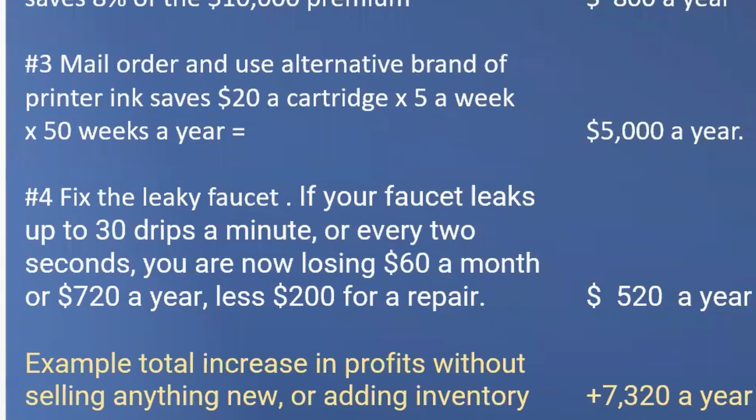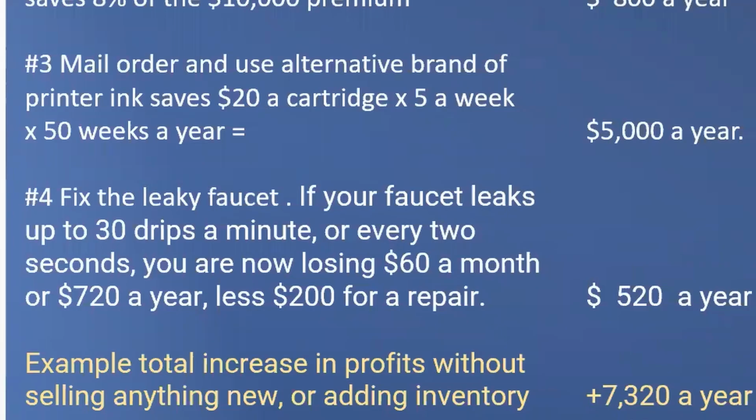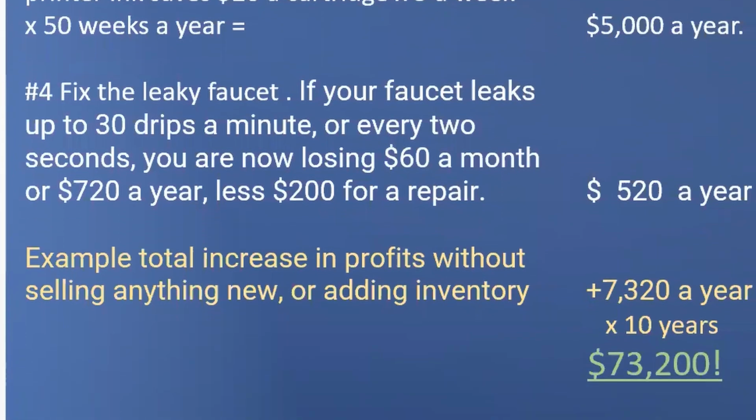Fix a leaky faucet. If your faucet leaks 30 drips a minute, or every 2 seconds, you're losing on average $60 a month or $720 a year. Let's say it costs $200 to repair it. That gained us $520 a year.